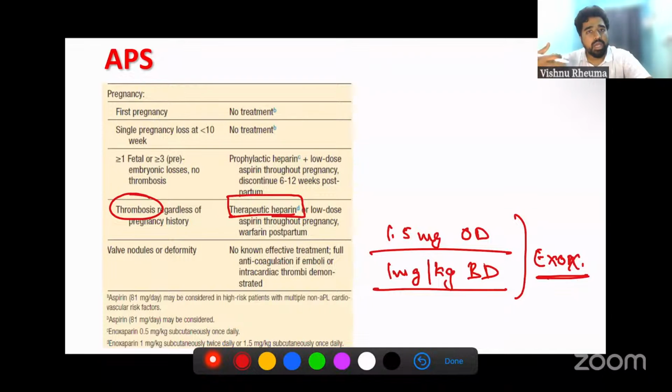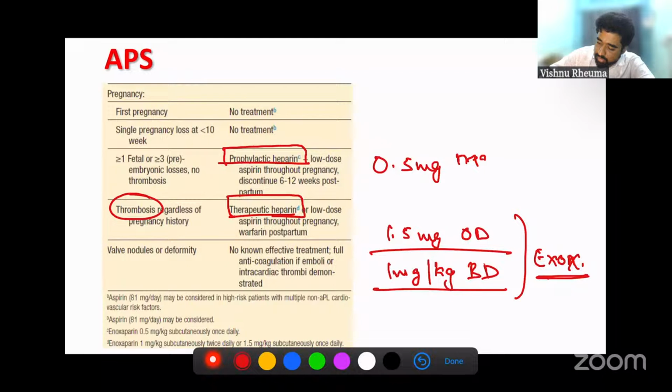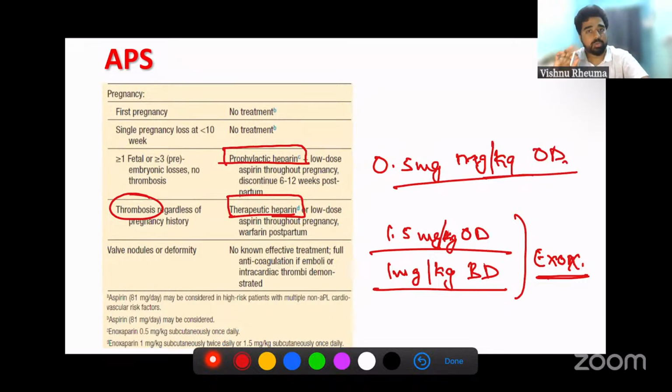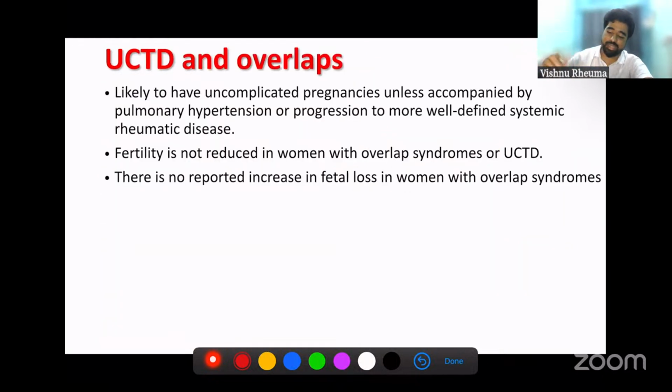However, if there is obstetric APS only, with no thrombotic history, then you give what is called a prophylactic heparin. So this is 0.5 mg, per kg, not mg only. This is 0.5 mg per kg OD dose. So this is prophylactic heparin given in obstetric APS, while this is therapeutic heparin given in thrombotic APS. This is something that you should know as a treatment of your APS. So this was about SLE and APS, your two main diseases that are to be noted in your gestational rheumatology.